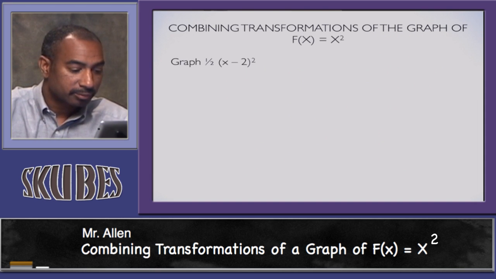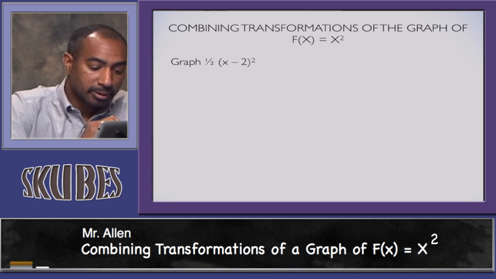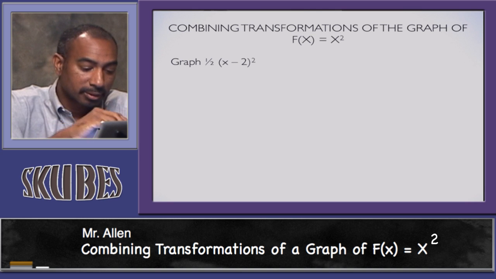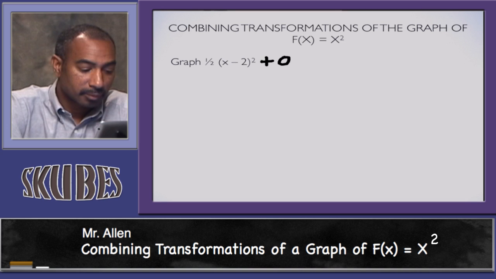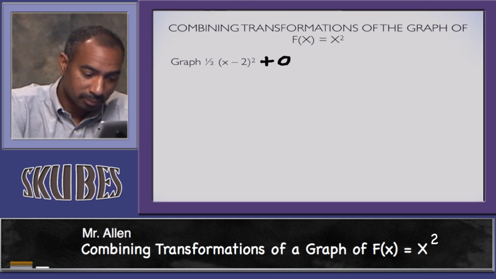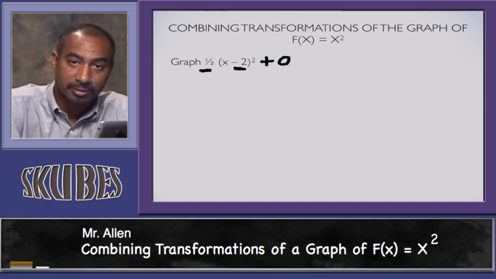All right, graph 1/2 times (x minus 2) squared. Notice that we don't go up or down on this one, because this is 0 there, but we're going to stretch it by 1/2, and we're going to go to the right 2 units because of this -2. We're going to stretch by 1/2, but you don't go up or down because in this case the constant is 0.